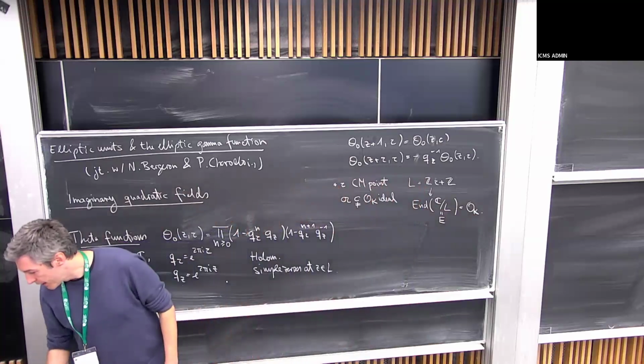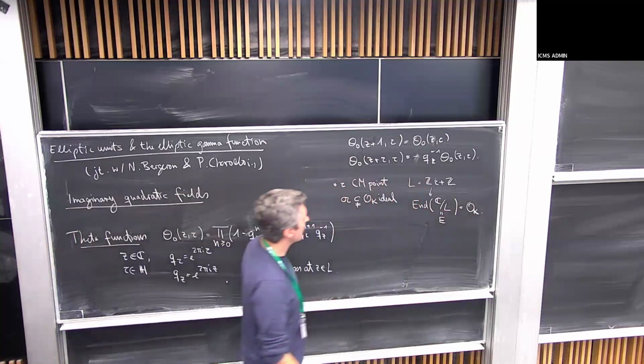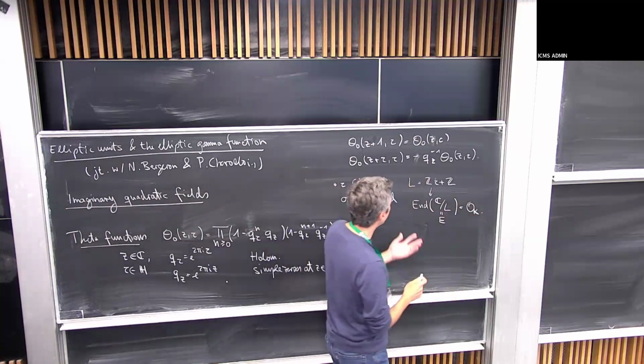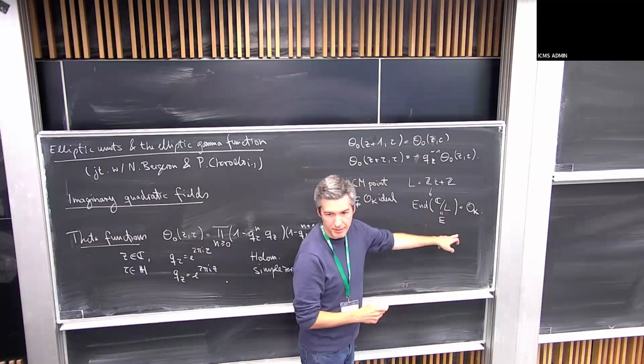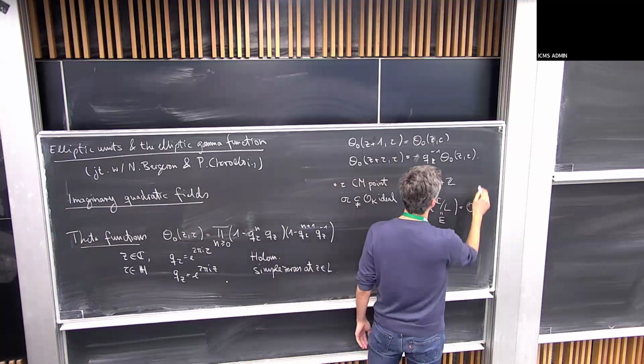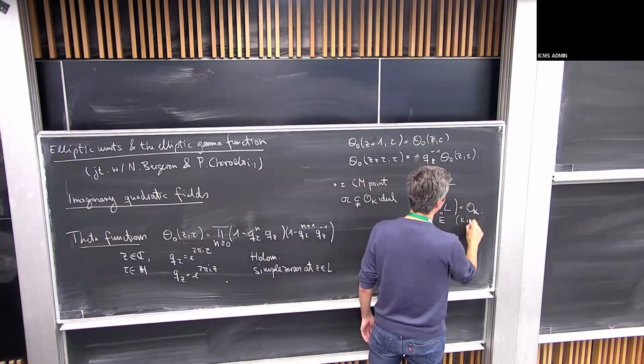Regarding the assumption on tau: when I say CM point, I mean this. It's not just some order, it's all of the ring of integers. Let's take the full ring of integers. Here K is imaginary quadratic.